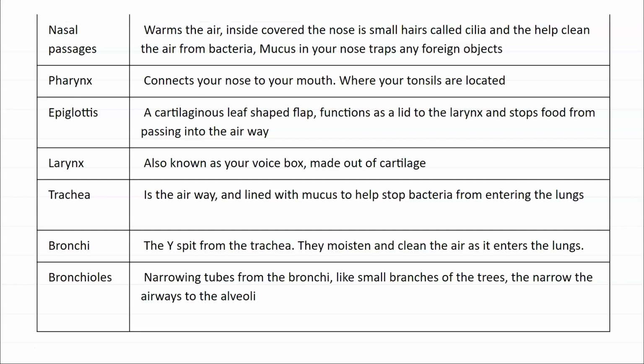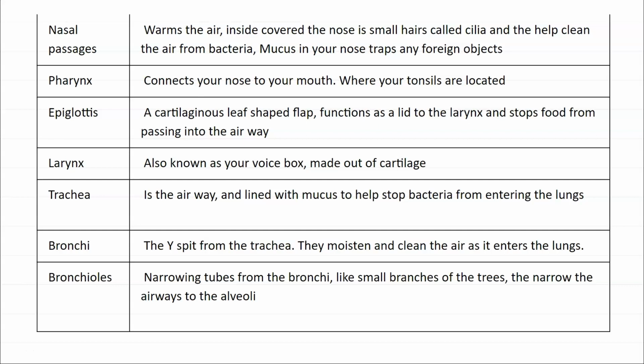The epiglottis, which you don't have listed on your diagram, is essentially just this little cartilage flap that covers the lid to the larynx and stops food. It shouldn't say the larynx, the esophagus, sorry. The lid to the esophagus, and it stops food from passing into your airway. So it's there to block where the larynx and the esophagus is, so that when you're eating food, you don't choke.